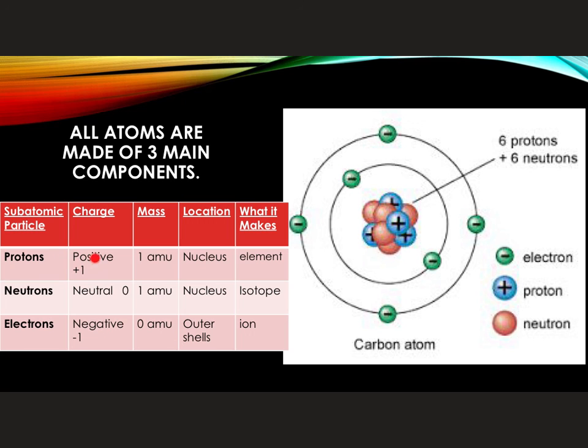So notice protons are positive, 1 AMU, in the nucleus, and they make it an element. Neutrons, they're neutral, 1 atomic mass unit, in the nucleus, they make isotopes. Electrons, they're negatively charged, we consider them a -1, protons a +1. They have 0 mass, they're in the outer shells, and they make ions. And here's just a fun little picture of carbon for you.